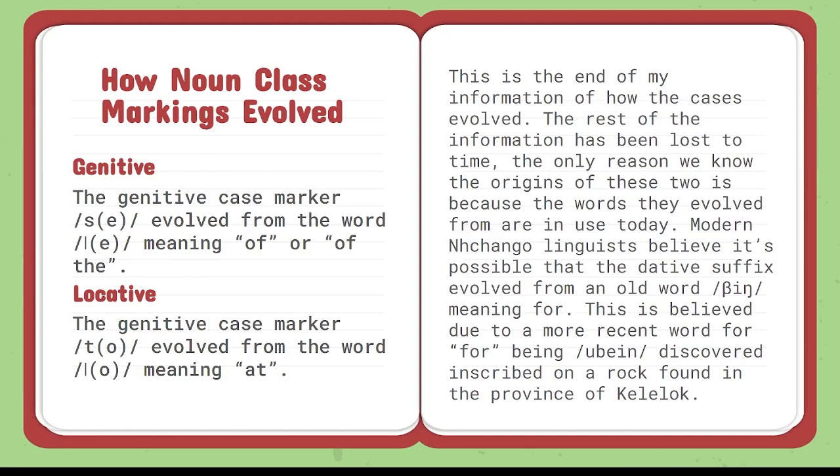However, we don't know much more about how Nhchango evolved, but modern day Nhchango linguists believe it's possible that the dative suffix evolved from an old word vin, meaning for. This is believed due to a more recent word for for being ubing, discovered inscribed on a rock found in the province of Kishishok.